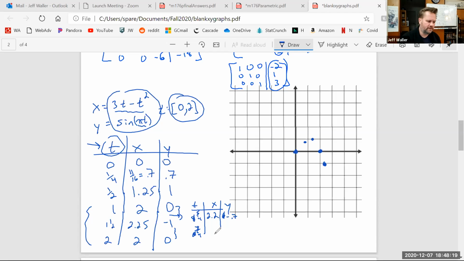7/4. Did somebody do that already? 21/4, which is 48/16 minus 49/16 is negative 1/16, negative 0.06, 0.07. Okay, 2.2 then. Neato. And then 7 pi over 4 is now over there, still negative 0.7. So that's interesting.